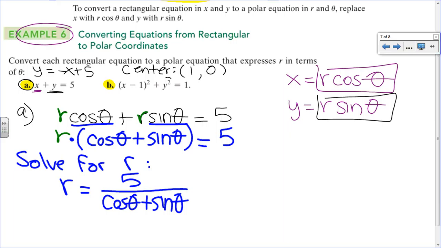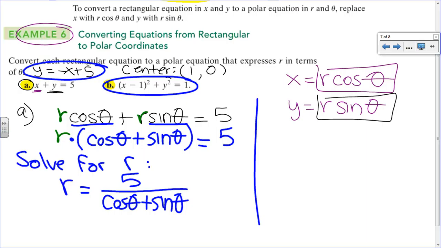Now, we're going to graph them in polar form so that you already have in your mind that this one is going to look like a line, just a line, and this one is going to look like a circle. We'll graph them in a minute so you can see.